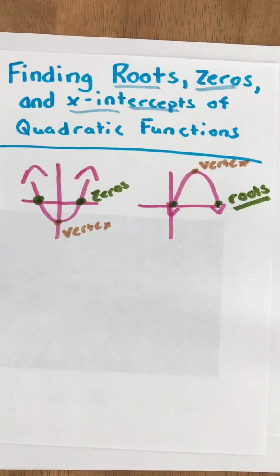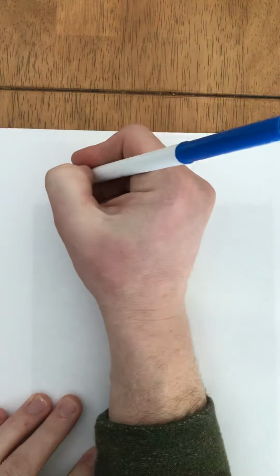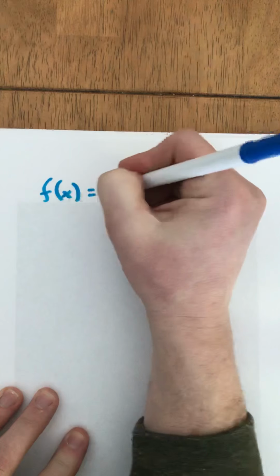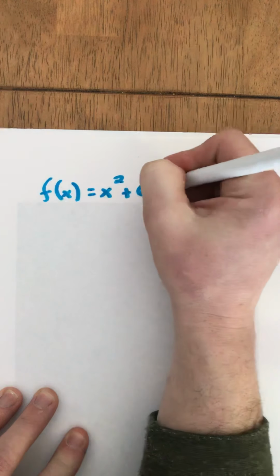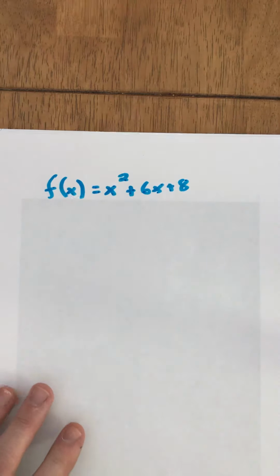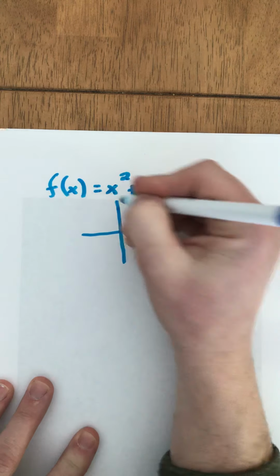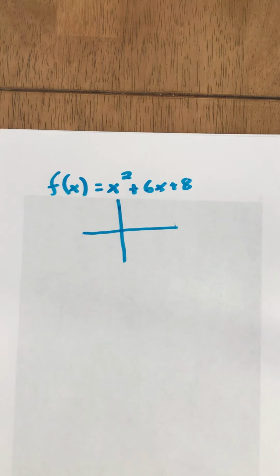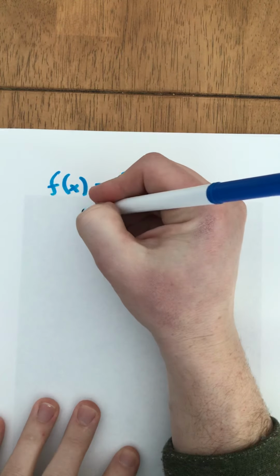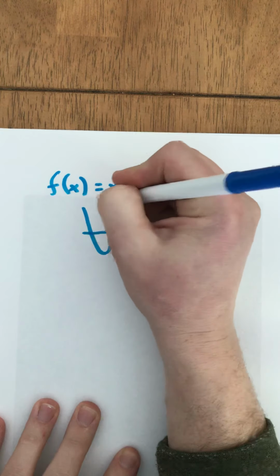So I'm going to give you two quick examples today of how to do them, and we'll see how it goes. So first example I'm going to give you is if we have a function, something like f of x or y is equal to x squared plus 6x plus 8. Now, if we went to graph that in our calculator, I think you would get some sort of a function that looks something like this.